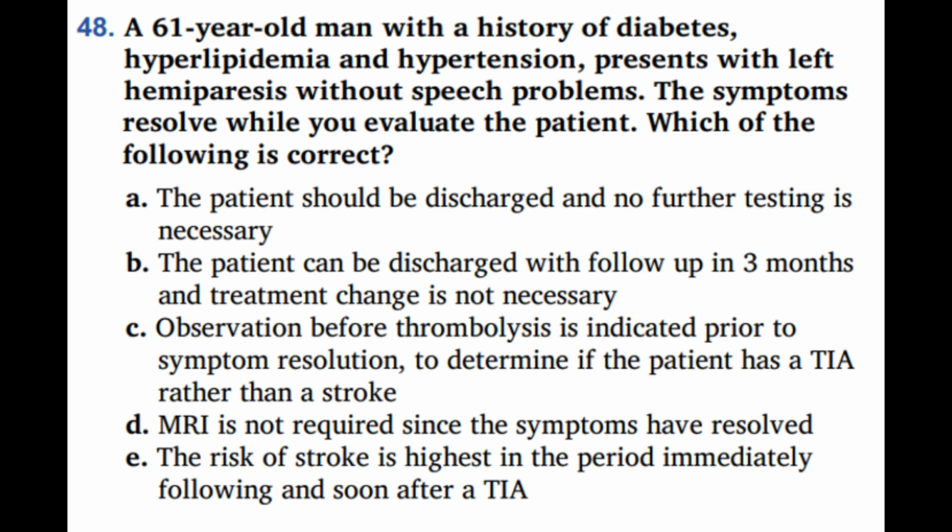Next, observation before thrombolysis is indicated prior to symptom resolution to determine if the patient has a TIA rather than a stroke. Now, this is false. You don't just observe, you don't just wait. You need to do something. You need to test, you need to do your imaging. Next, MRI is not required since the symptoms have resolved. Now, this is false. Like we said, you need to do your test. You need to do an MRI ideally within 24 hours and make sure that a DWI sequence is in there. And lastly, the risk is actually highest within the first 48 hours of having a TIA. So, option E is the right answer.